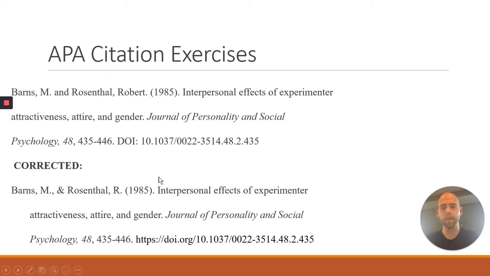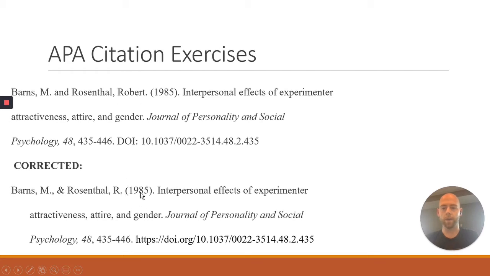One big thing that people tend to miss, especially early on, is not indenting. The first line should be flush with the left margin, but the rest of the lines should be indented half an inch, like so. The initials should be the only information you have for first names of authors, so Robert is incorrect up here.